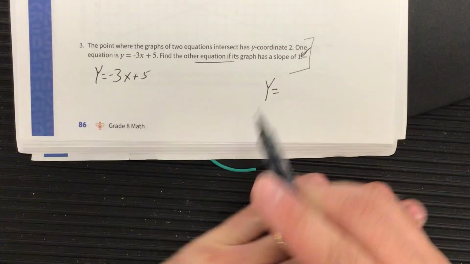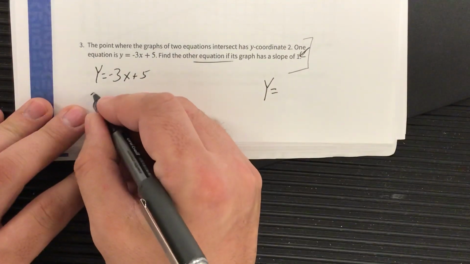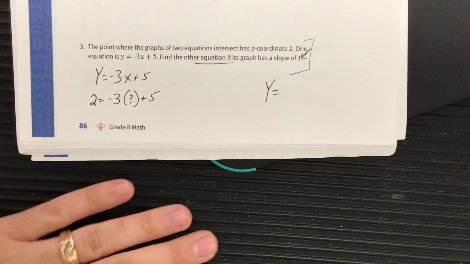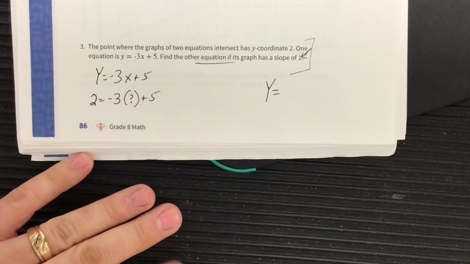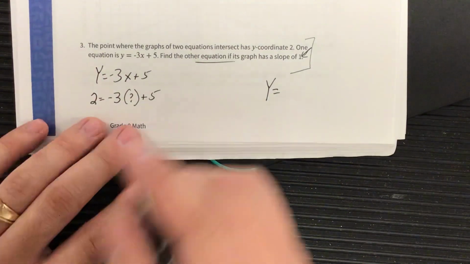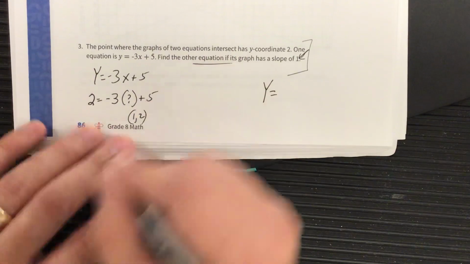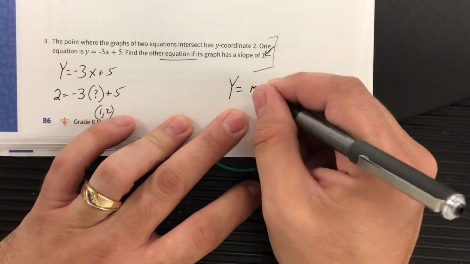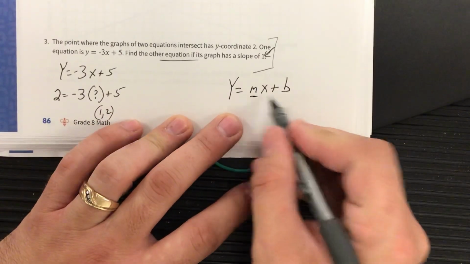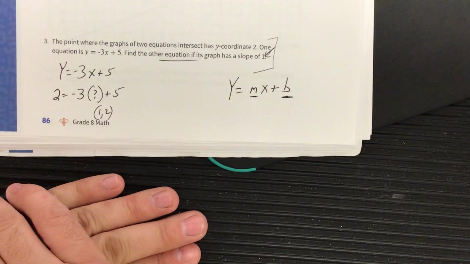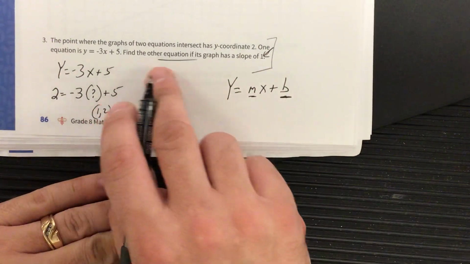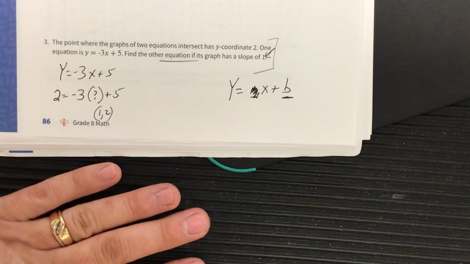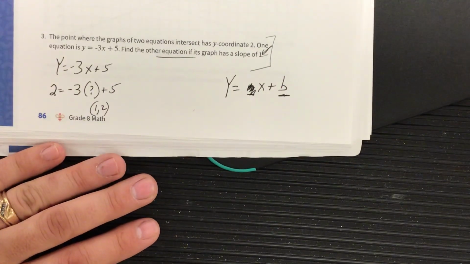But here's how I would do it. If you know the y-coordinate is 2, if I plug 2 in here, what would x have to be to make that true? 1. So that tells you the point that they cross. Okay, so they cross at 1, 2. So on my new equation, remember our equation looks like this. This is the slope, this is the y-intercept. It says the slope is 1. So you can put a 1 here, or you can just get rid of it, because 1 times anything is itself, no matter what you multiply by 1.